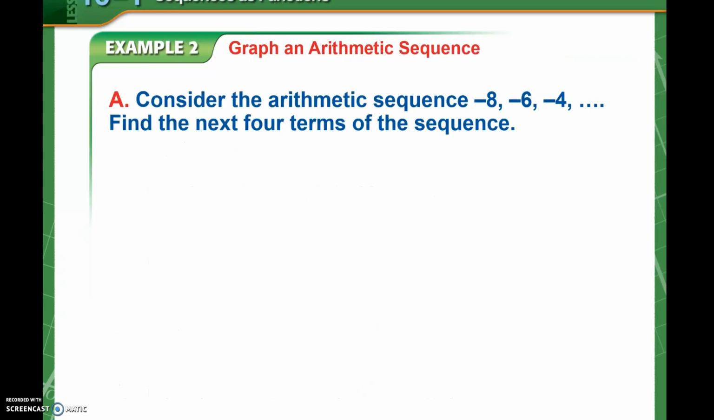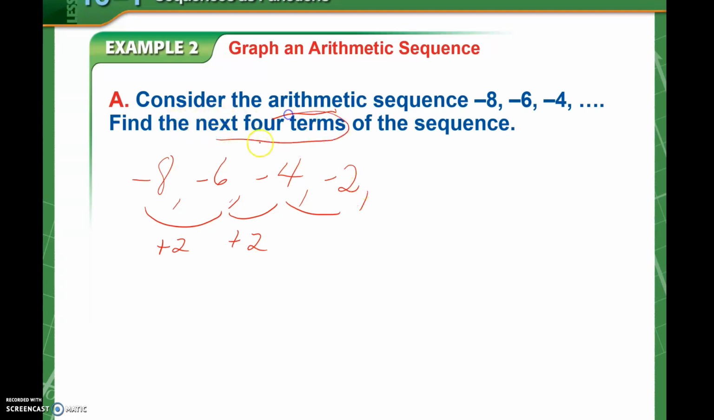Let's look at arithmetic a little bit more. Once we know that it's arithmetic, we can then determine what the next numbers are. So we have -8, -6, -4. We know this is arithmetic, so it has a common difference. This is going up by 2, so the next one's also going to go up by 2. If I add 2 to -4, I get -2. We're looking at the next 4. Add 2, get 0. Add 2, get 2. Add 2, get 4. So my next 4 terms are these 4.